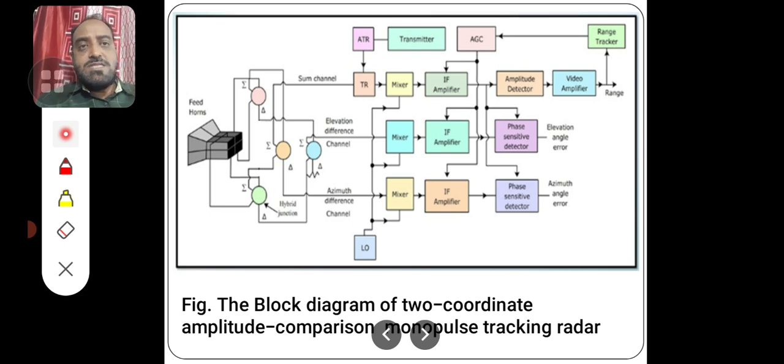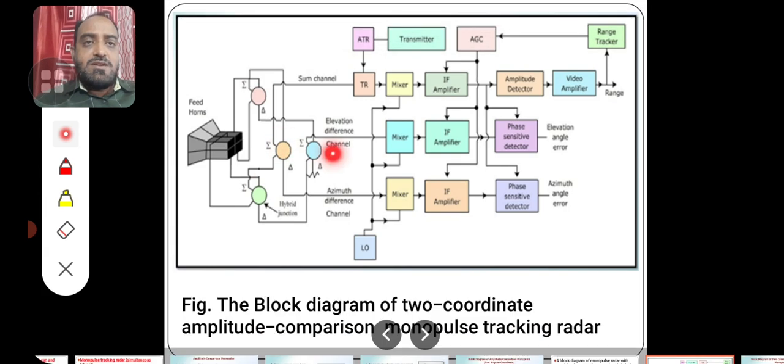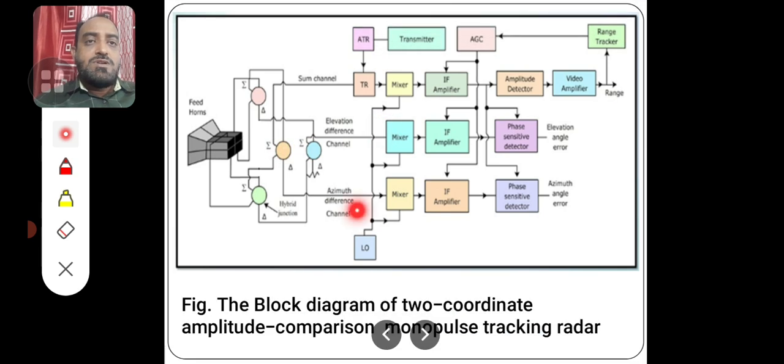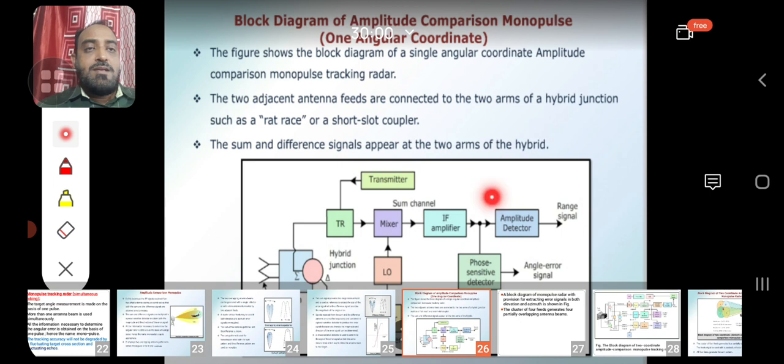Now in this, two rat race junctions, one at the top and one at the bottom, are used because a rat race junction or a magic T has 4 ports only, 2 ports for inputs and 2 ports for output. Of the 2 output ports, one port produces the sum signal and the other produces the difference signal. Now these two are connected to the receiving antennas, and the outputs of these antennas are manipulated to produce one sum channel and two difference channels, one for azimuth and one for elevation error. This is how a two coordinate amplitude comparison monopulse tracking radar works.